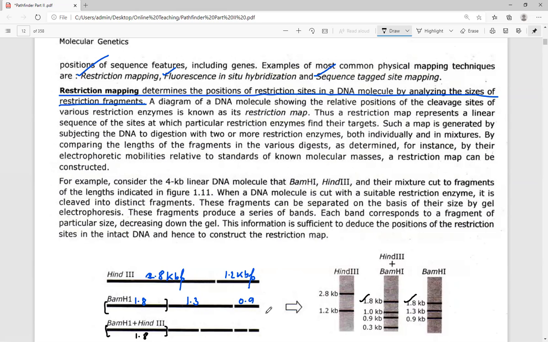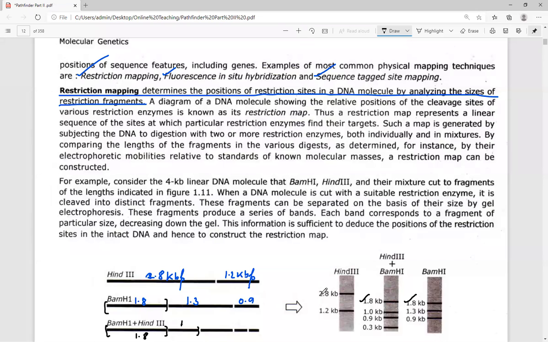Now, when you talk about 0.9, 1, and 0.3, how could it be produced? The same could be produced when this 1.3 would be broken down. How? See, this would be of 1 kbp. This would be of 0.9 kbp. BamHI and HindIII are being combined.